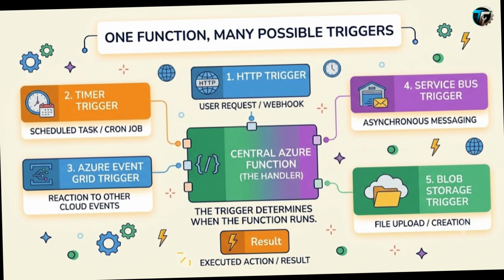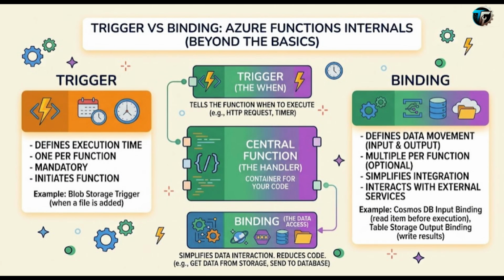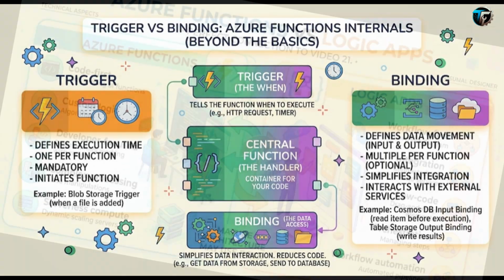Azure Functions supports many types of triggers. This makes it extremely useful across different architectures. But remember, the trigger determines when the function runs. A trigger tells Azure Functions when to execute. Bindings simplify how the function interacts with other services. This reduces the amount of integration code developers have to write.